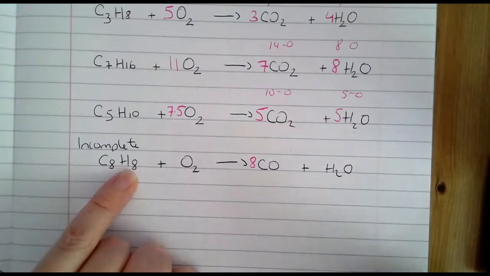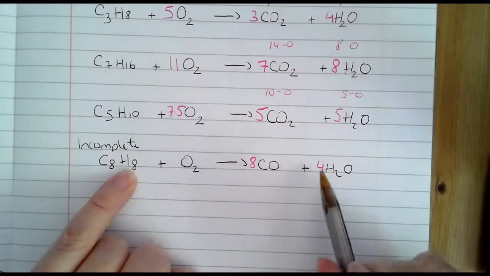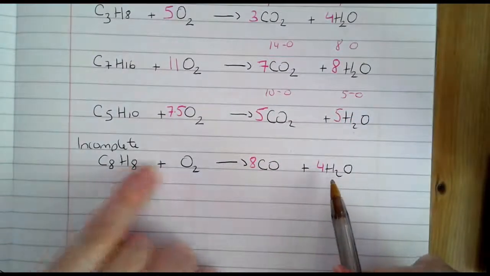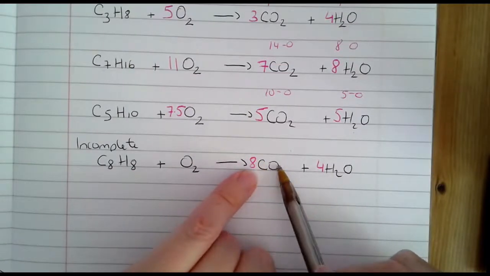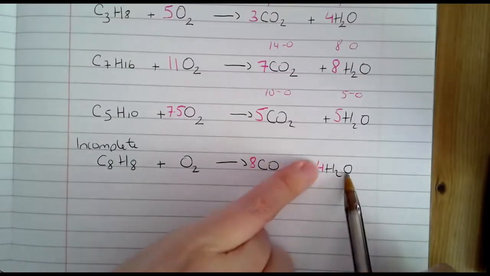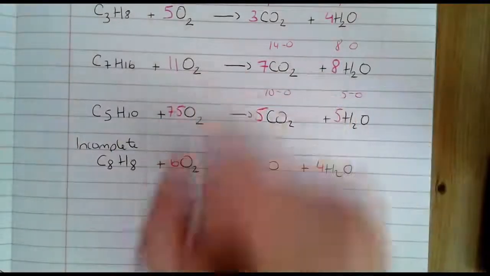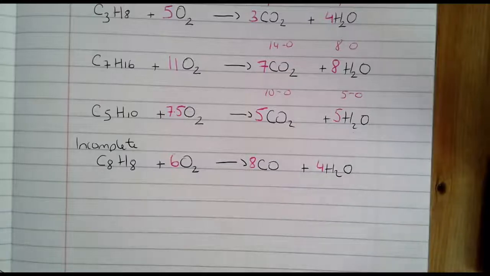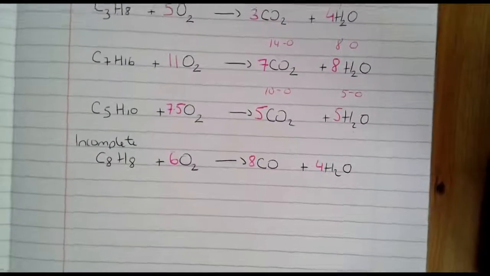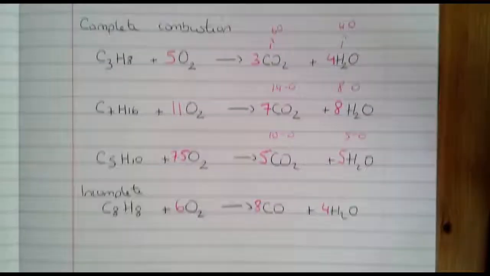8 hydrogens on the left, I want 8 on the right, so I put in a big 4. 4 times 2 is 8. And then in terms of my oxygens, I've got 8 oxygens here. I've got 4 there, so 8 and 4 is 12 oxygens in total. So I'll need to put a 6 there to give me 12 oxygens. So it doesn't matter if it's complete or incomplete. If you're asked to balance it, you're just going to follow the same process.